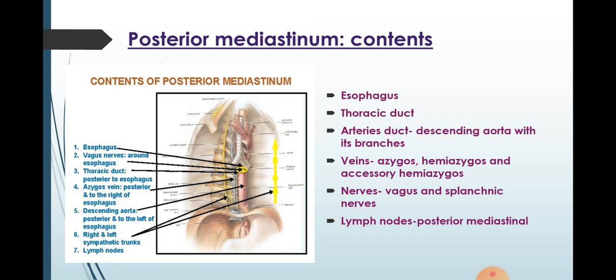Posterior mediastinum consists of esophagus, thoracic duct, descending aorta with its branches, veins, azygos, hemiazygos, and accessory hemiazygos, nerves, vagus and splanchnic nerves. Lymph nodes, posterior mediastinal.